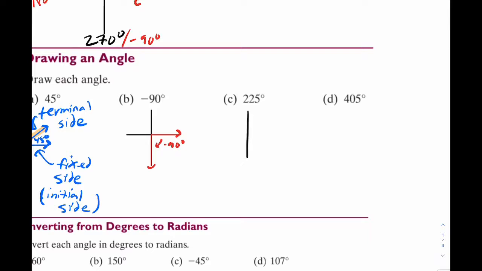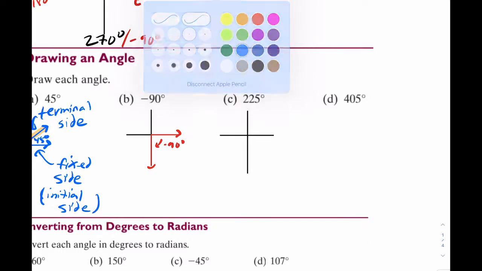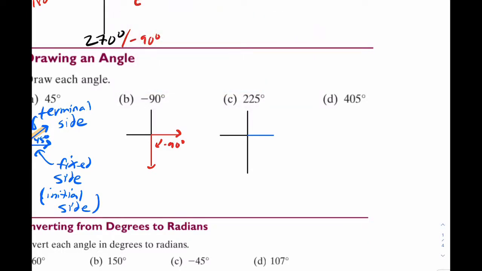Let's go to 225. So again, here's your XY axis. And then 225, think about where that would be. This is 0, 90, 180, 270. 225 should be right in the middle of quadrant 3, right there, because think of that as 45 past 180. So that would be your 225 degrees.